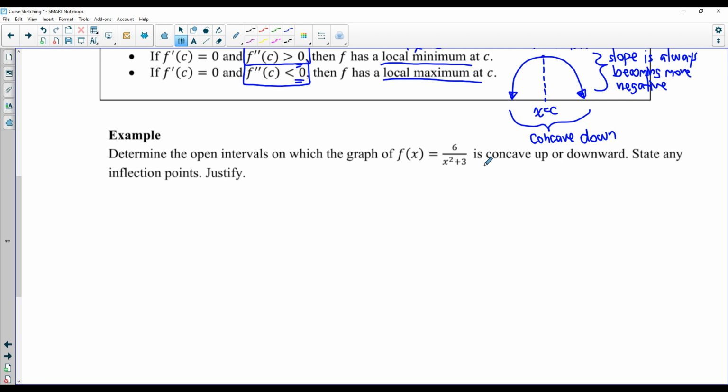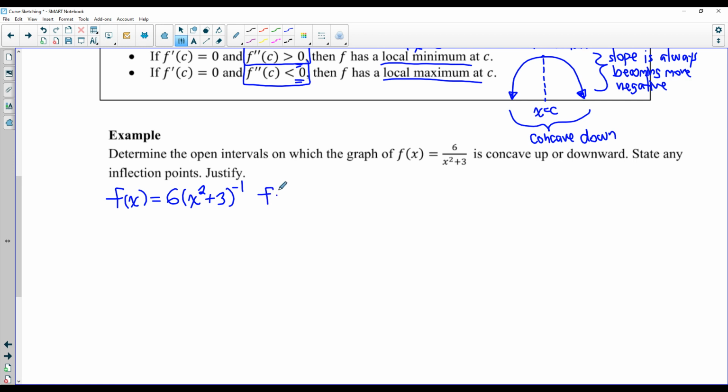But before I can get the second derivative, I need to know what the first derivative is. So let's rewrite this in a form where I can actually apply one of the derivative rules. So I'll write down f of x as being equal to 6, and then I have x squared plus 3, and we'll write that to the power of negative 1.